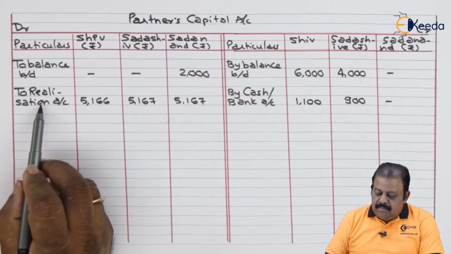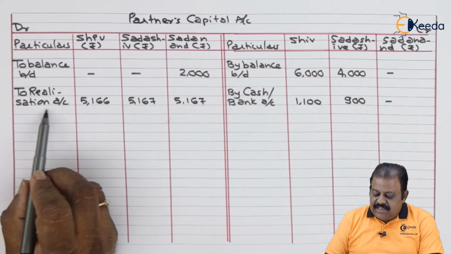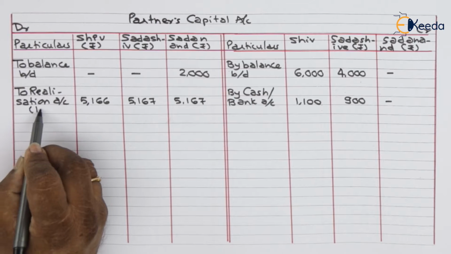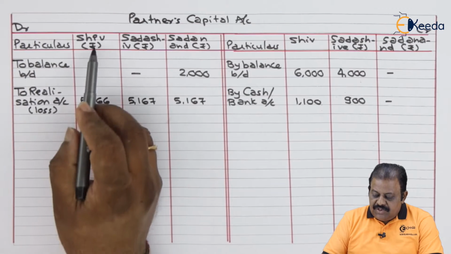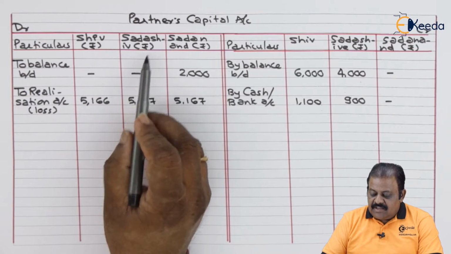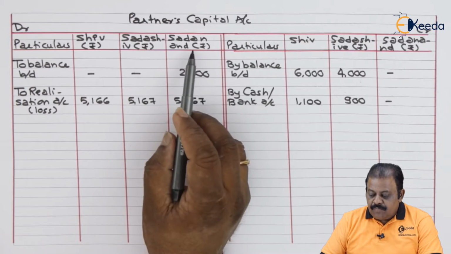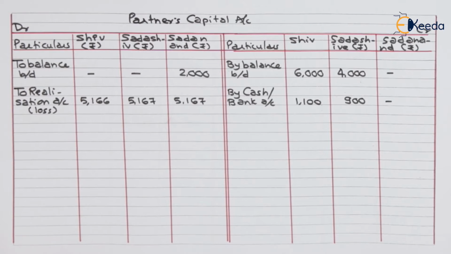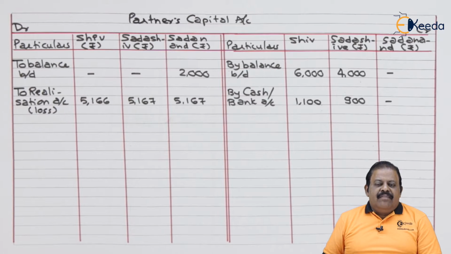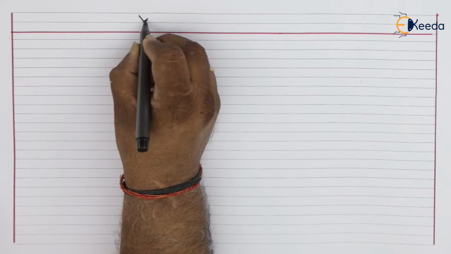Partners' capital account debit side to realization account for loss transferred. Shiv 5,166, Sadashiv 5,167, Sadananda 5,167. We'll try to find out now the available cash for payment of liabilities.